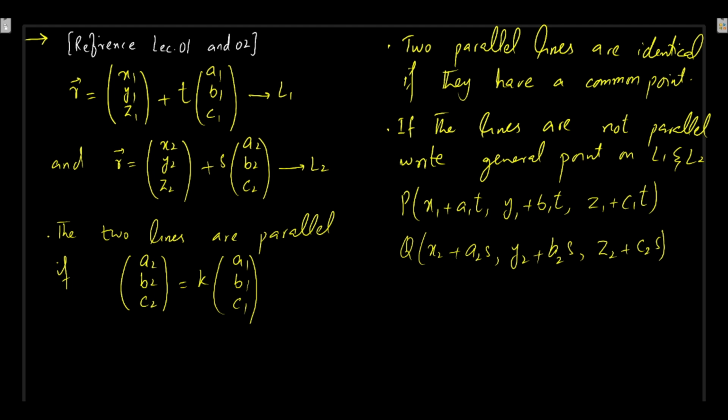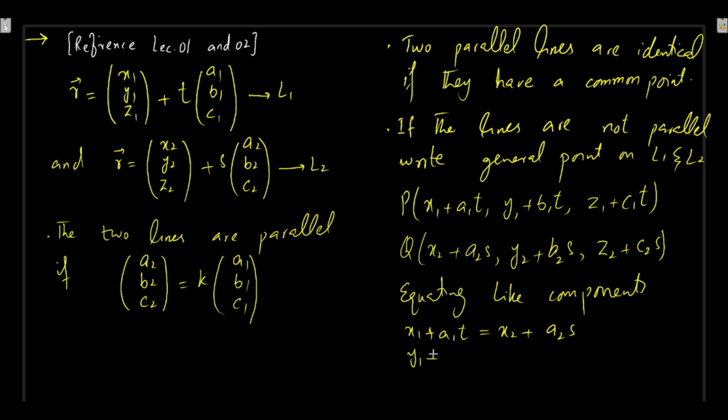Now, in order to check whether these lines intersect, equate like components of these points. We get three equations: x1 plus a1t is equal to x2 plus a2s; y1 plus b1t is equal to y2 plus b2s; z1 plus c1t is equal to z2 plus c2s.